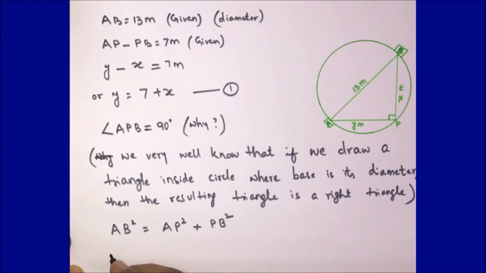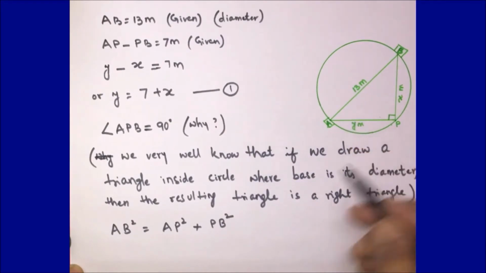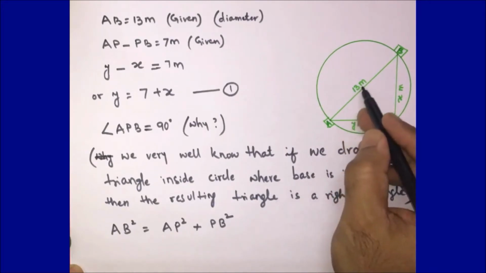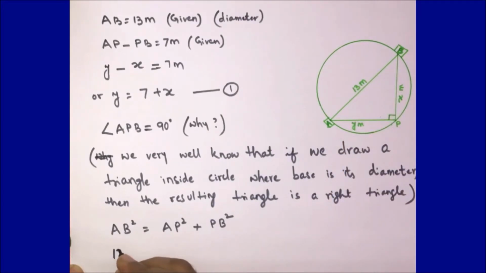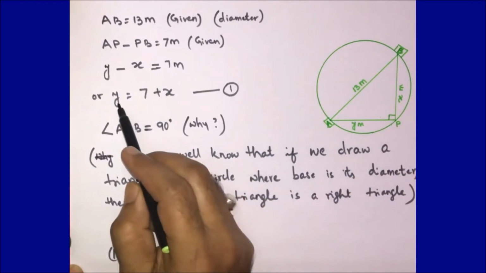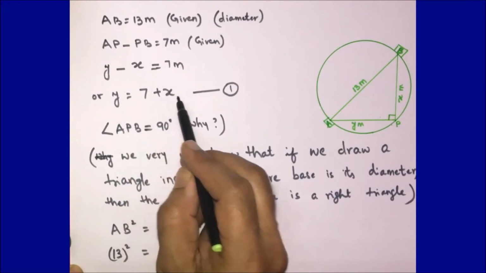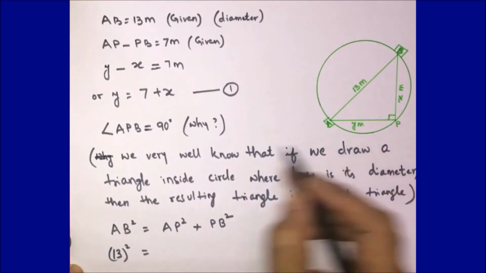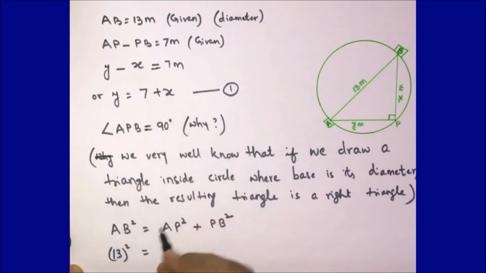Let us replace what we have. For AB we have 13, so I am replacing AB with 13. So 13 square is equal to AP square. What is AP? AP is Y, and we got the value of Y as 7 plus X. So replacing the value of AP with 7 plus X, because Y is equal to 7 plus X.